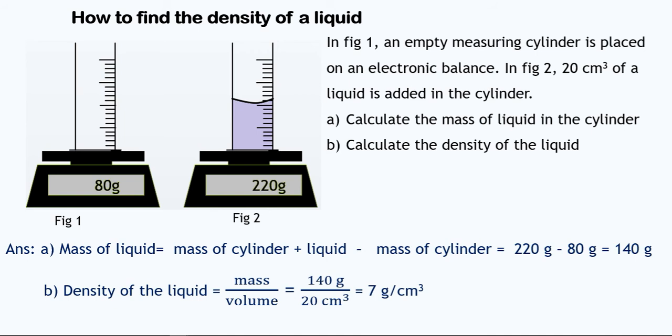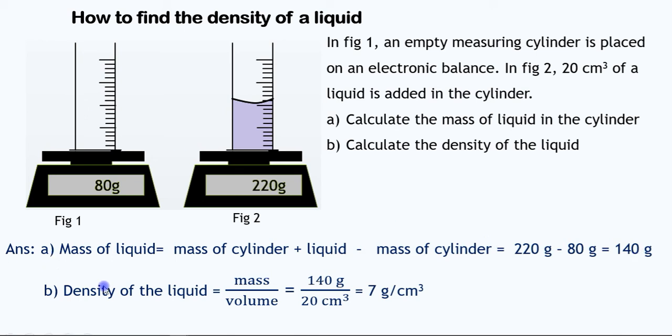Here, 80 grams is the mass of the empty cylinder. 220 grams is the mass of the cylinder plus the liquid. So the mass of the liquid is the mass of the cylinder plus the liquid, minus the mass of the empty cylinder. That's 220 grams minus 80 grams, and we get 140 grams as the mass of the liquid.